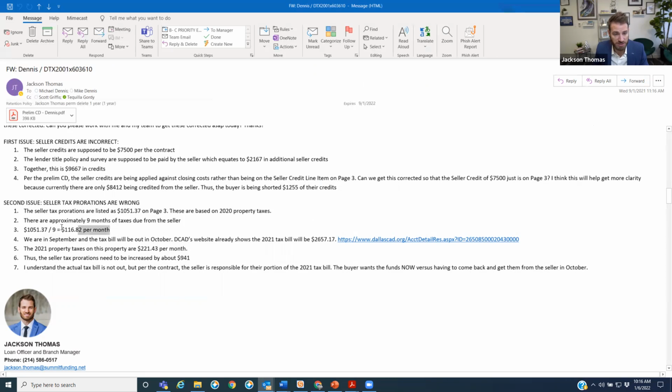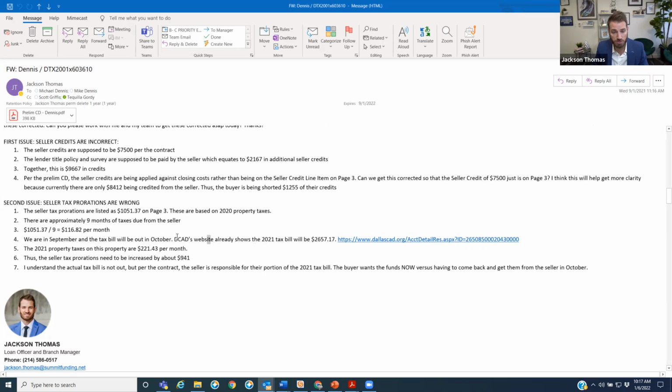So what happens is they were only collecting $116 per month, 1,051 divided by 9. But the actual taxes should have been $221 a month. That is what it should be based on the actual tax bill. But the title company was like, well, the actual tax bill won't be out till October, so we're going to use the 2020 tax cert. Well, that causes all kinds of problems.